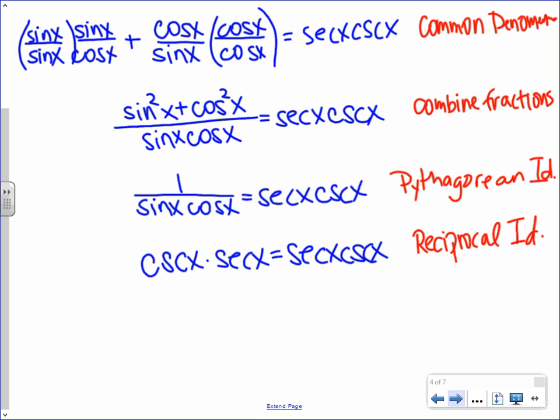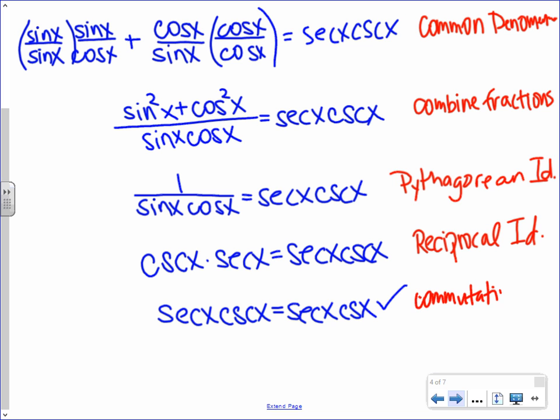Okay? Now, this I don't like. Do both sides look exactly the same? No, they technically don't. I would prefer that you rewrite it to be secant x cosecant x equals secant x cosecant x. They look exactly the same. All we did was use the commutative property there. But I do want both sides to look exactly the same. Once you have both sides looking exactly the same, you're done.